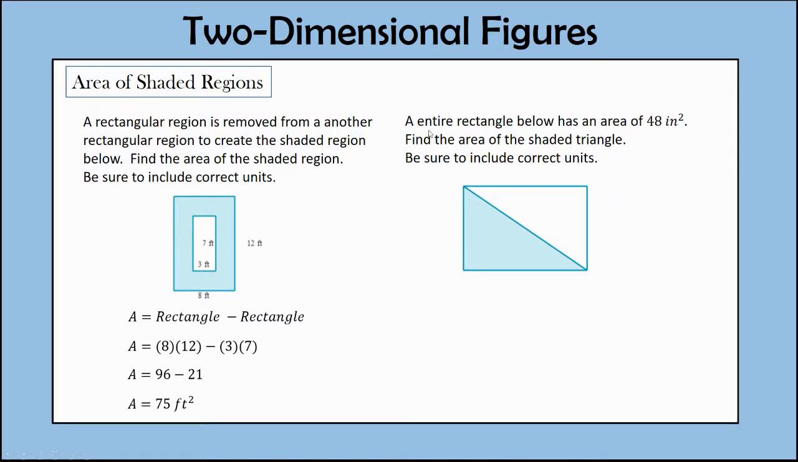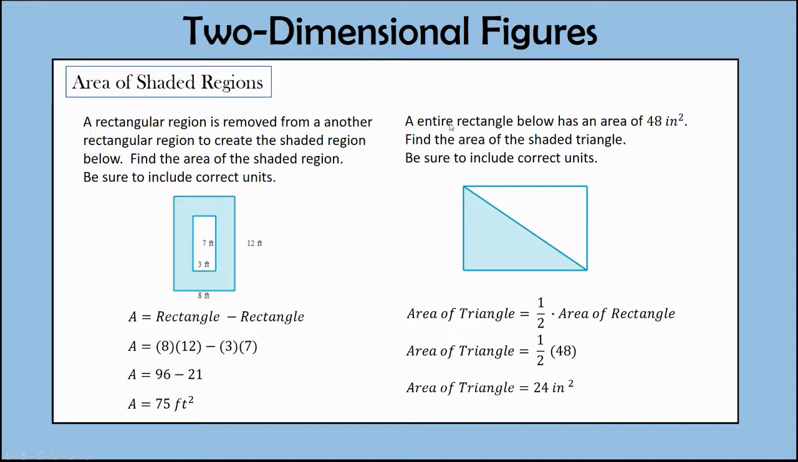Okay, over here it says the entire rectangle below has an area of 48 inches squared. Find the area of the shaded triangle. Be sure to include correct units. So what we see here is the area of the triangle is exactly 1/2 of the area of the rectangle. So 1/2 of 48 is 24. So the area of this blue triangle and the area of the white triangle, if you want to look at it that way, they both have an area of 24 inches squared.